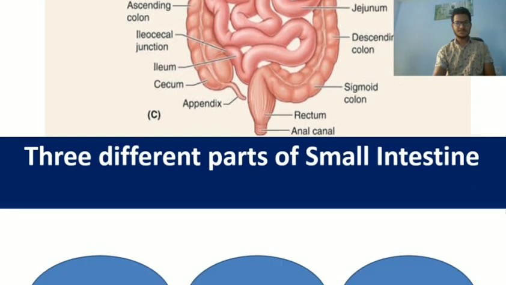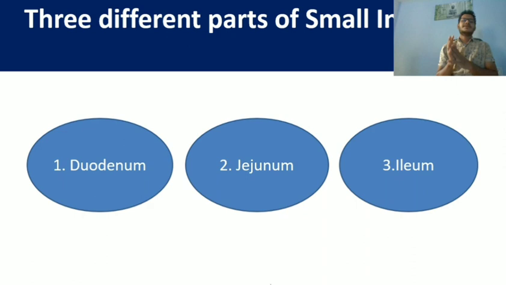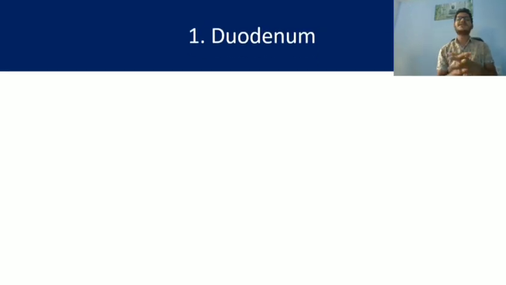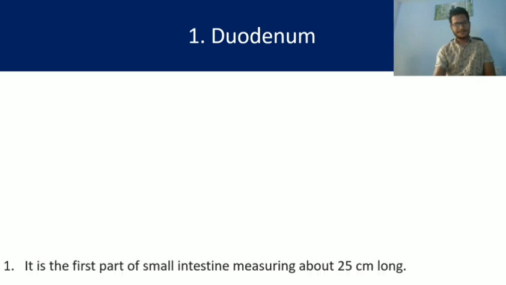Okay, so let's move on. What are the different parts? There are three different parts of the small intestine, and what are they? First one is duodenum, as we know from the diagram. Second one is jejunum, and third one is ileum. So these are the three important parts of the small intestine. So first let's discuss the first part, that is the duodenum.